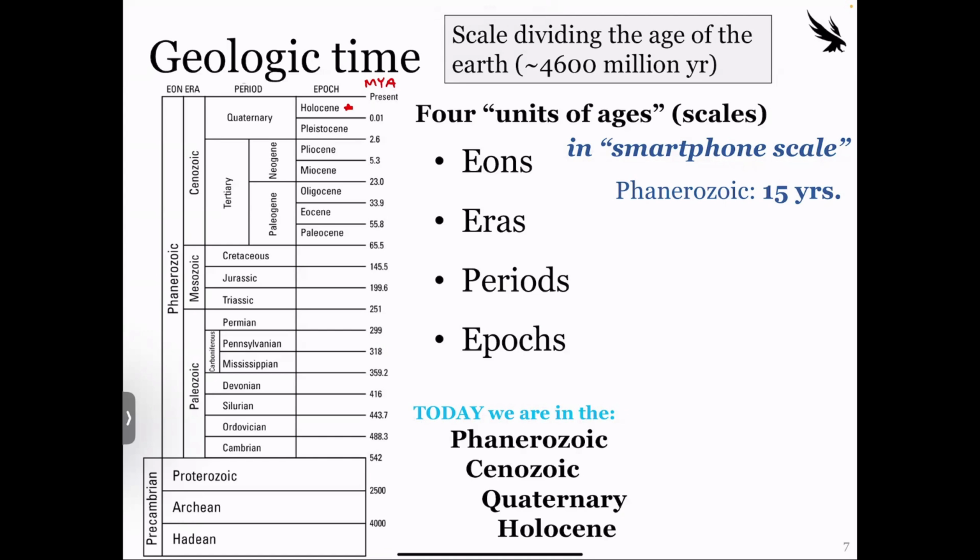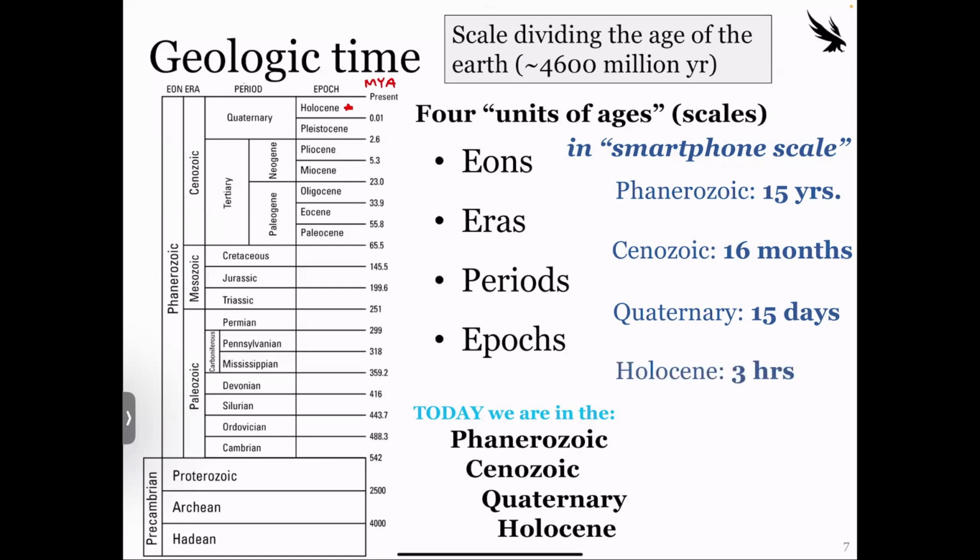Anyways, so 15 years ago, if that is our eon, then this thing here for 543 million years is now condensed into 15 years. That means our current era, this Cenozoic era that we're in, would only be 16 months. So we're going from a 15-year time scale to just a little over a year. Our Quaternary, which is the period we're in, would only be 15 days. And then the Holocene would only be 3 hours, so the last 3 hours.